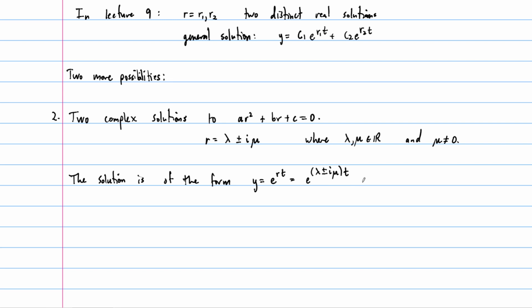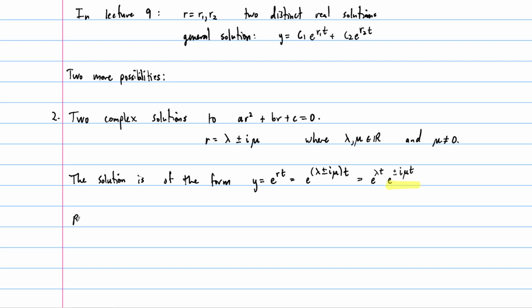Well, one thing we can do is just apply our exponent rules here, and this can be written as e to the lambda t. That's a real part, so this is okay, right? So this is just an exponential function, and then times e to the plus or minus i mu t. Again, two different possibilities here. So here we have our imaginary part, i times mu times t. Remember, t is a real variable, mu is a real number, and so this is e to the i times something, right? Plus or minus something. So this is the part that we want to investigate now, e to the i times something.